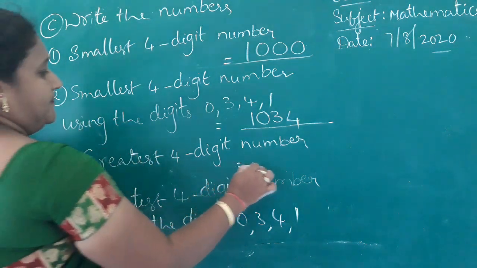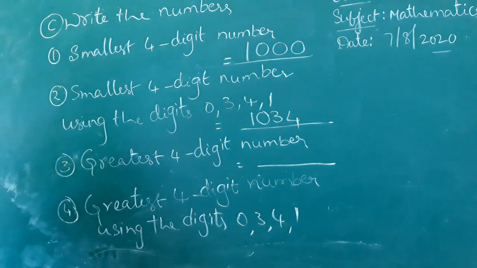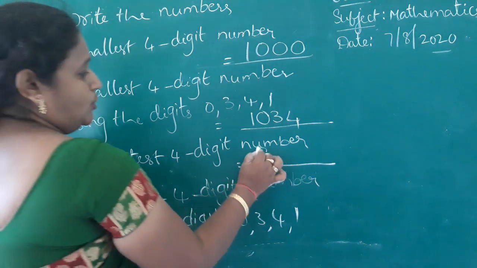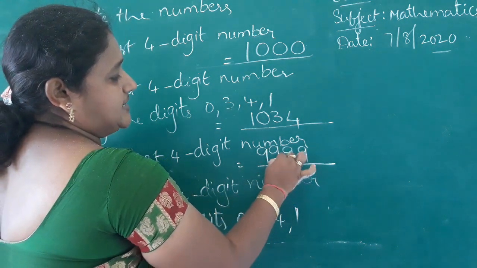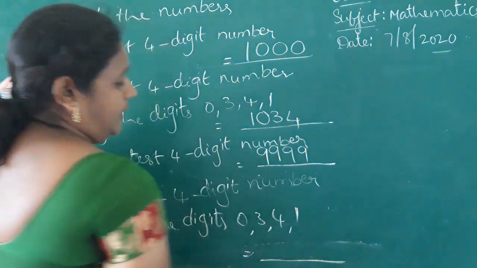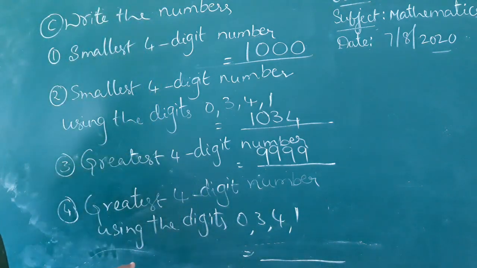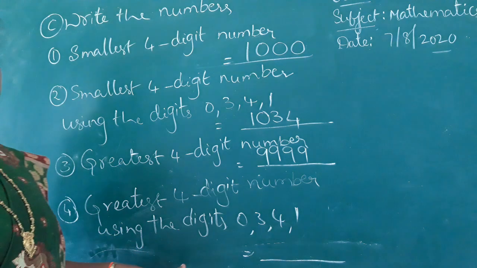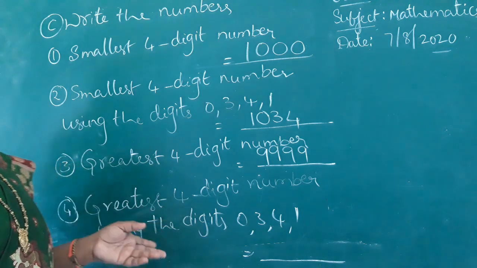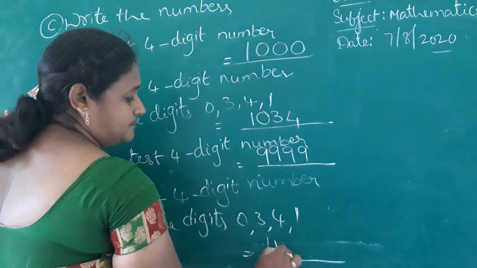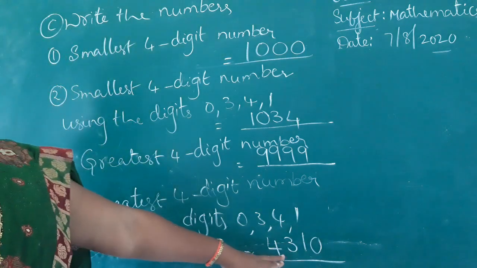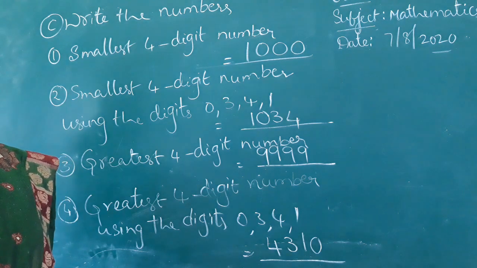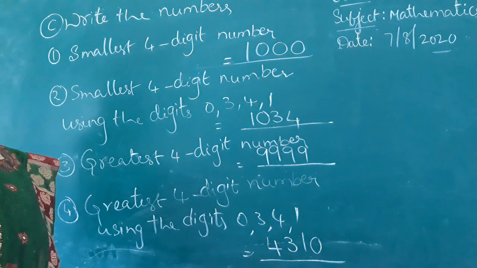Okay. Next. Greatest 4 digits. Greatest means it starts with 9. So 4 digits na all 9s. 9,999. Next one. Write the greatest possible number with that. Already I told you to write the greatest number. First we have to arrange the digits in descending order. So what will come first? 4, 3, 1, 0. Nothing but 4,310.